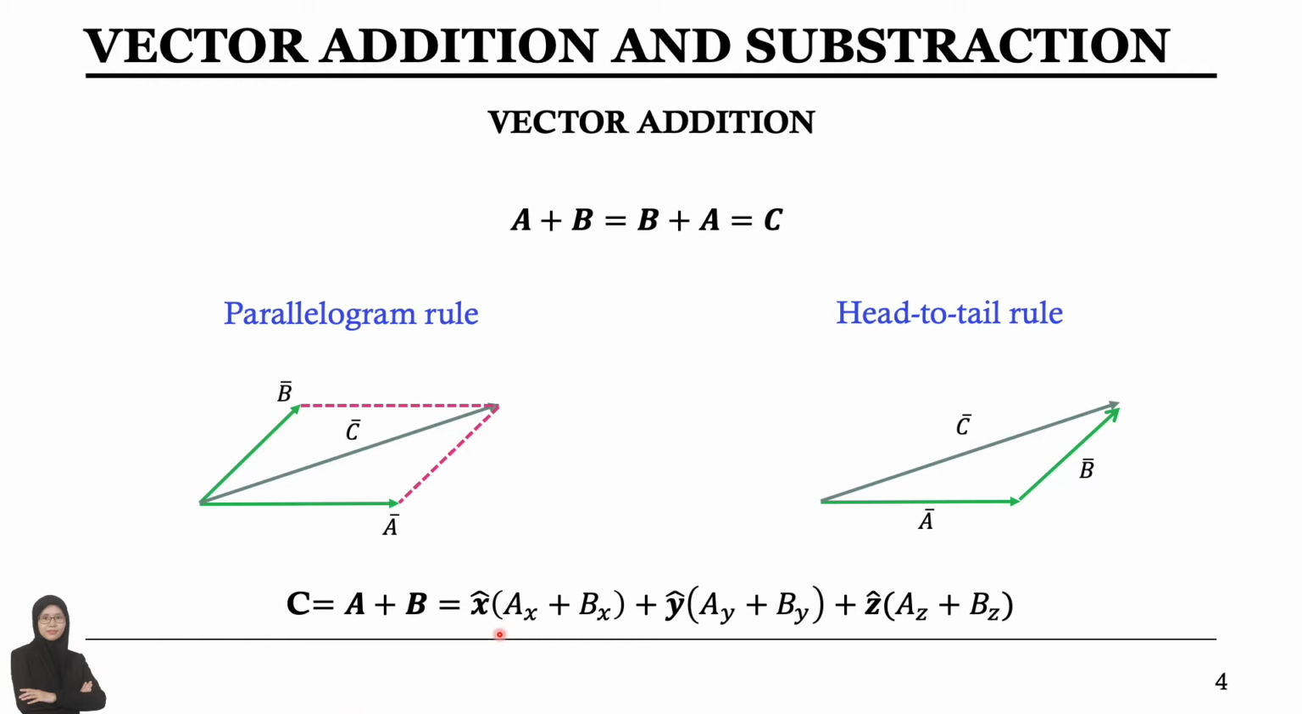This is how we present vector addition in a rectangular coordinate system. As you can see here, in the unit vector X, we add the magnitude of A and B in the X direction. In the unit vector Y, we add the magnitude of A in the direction of Y and the magnitude of B also in the direction of Y. And in the unit vector Z, we add the magnitude of A in the Z direction and the magnitude of B in the Z direction.